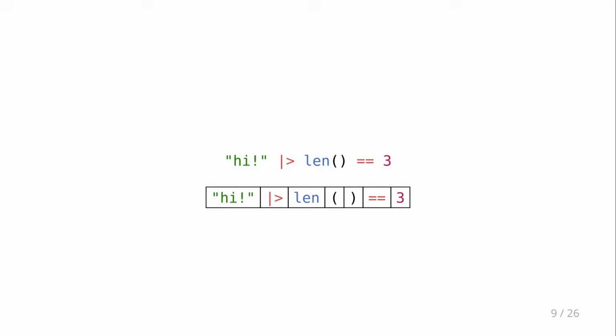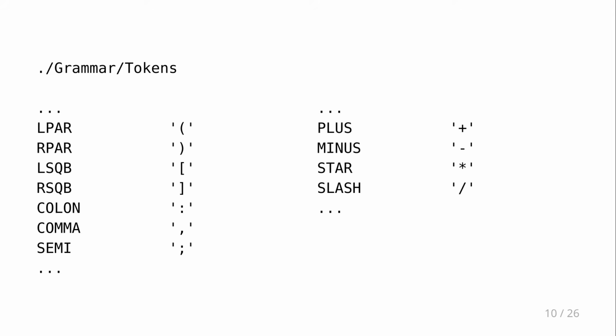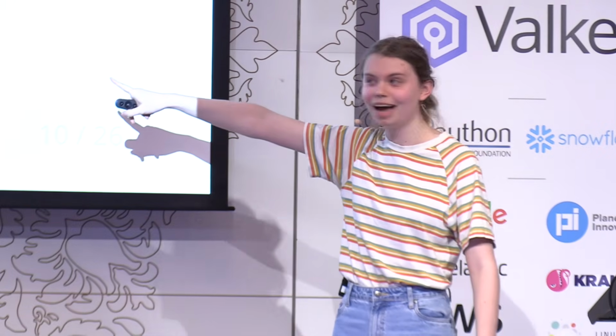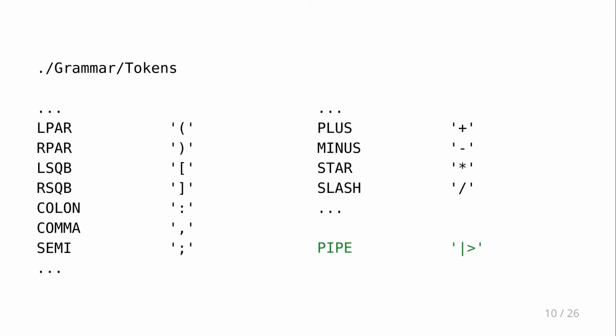Now, how does Python actually represent this tokenizing stage? Well, there's this big file. It's not that big. It's 100-ish lines, grammar/tokens, and it has a list of all the tokens. On the left-hand side, it has the name of the token, and on the right-hand side, it has the symbol. And so we have a bunch of them, like plus and minus and star and slash. So what we can do to add the pipe here is literally add a line down the bottom that says pipe, and then we put what the pipe symbol is. And that's tokenizing. Python now knows that if it sees these two symbols next to each other, to treat those as a pipe symbol. Awesome.